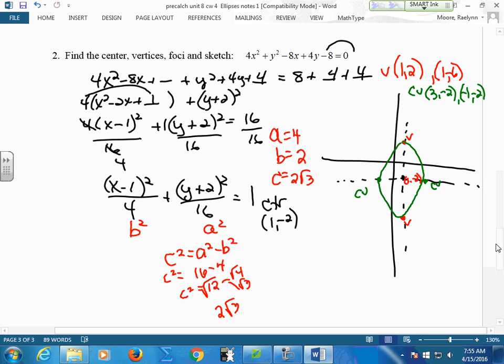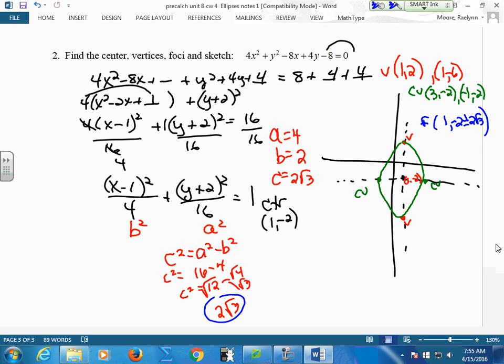Now, your foci sit off your major axis. Because c is 2 radical 3, all we have to do for your foci is the y is moving, not the x. So we're going to start with 1, and we're going to do negative 2 plus or minus 2 radical 3. And we're going to put your foci. So 2 radical 3, it's a little less than 4.